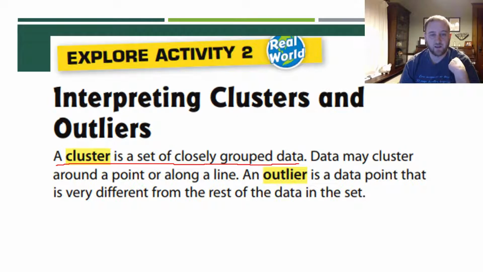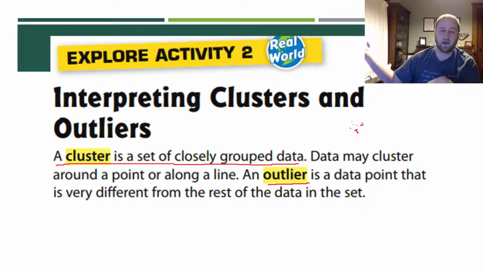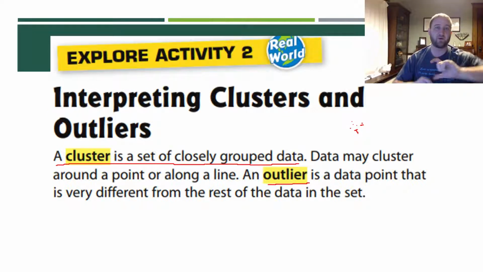Okay. So a cluster is a set of closely grouped data. If you've got a bunch of points that are closely grouped together on a graph, that's a cluster. Data may cluster around a point or along a line. An outlier, some of you have probably heard of this word before. An outlier is a data point that is very different from the rest of the data in the set. So it's either going to be too high or too low. It's basically a point that's all the way off by itself. It's like it doesn't belong there.